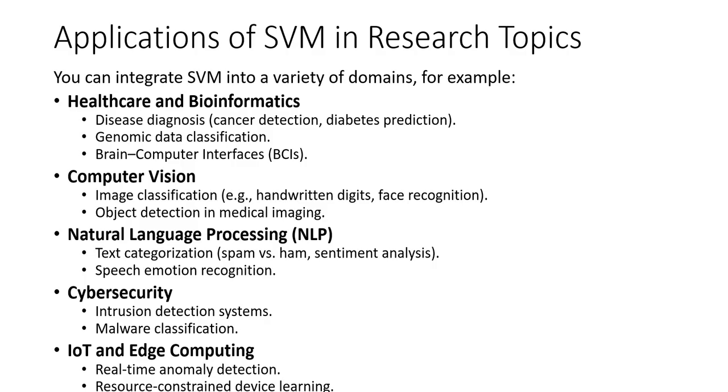So, if you are planning an SVM-based research project, start by identifying a meaningful problem, collect a suitable dataset, select appropriate features, train your SVM model, and finally evaluate it using metrics such as accuracy, precision, recall, F1 score, and the ROC AUC curve. And remember, the real value of a machine learning algorithm is not only in understanding how it works, but also in knowing where and why to apply it.